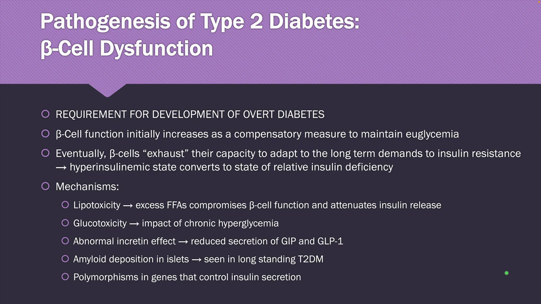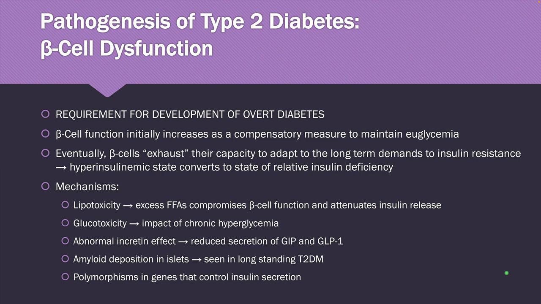Last would be the beta cell dysfunction. So, this is required for development of overt diabetes. Kasi, kanina we're just discussing insulin resistance. So, it's more of a peripheral problem. This time, we're talking about a secretion problem na kapag meron ka ng dysfunction ng beta cells mo. So, initially, there is an increase in your beta cell function as a compensatory measure to maintain your glycemia. But eventually, these cells exhaust their capacity to adapt to long-term demands of insulin resistance.